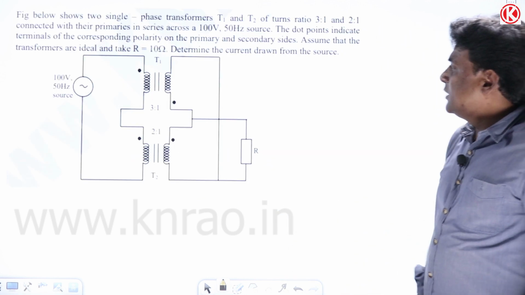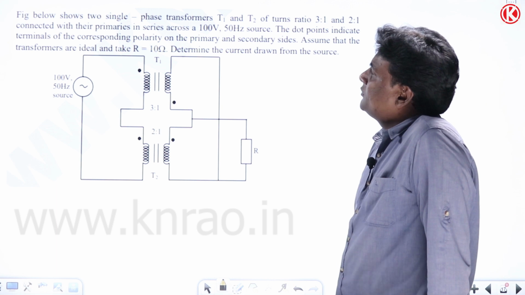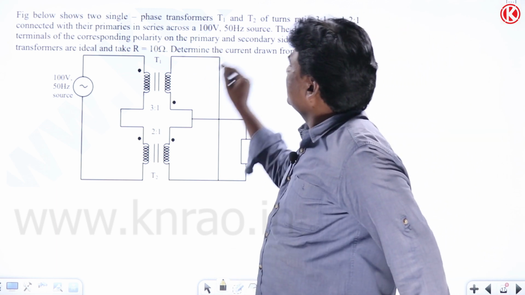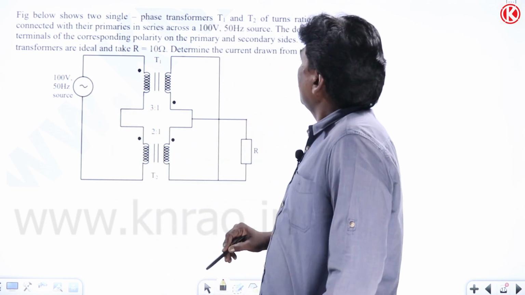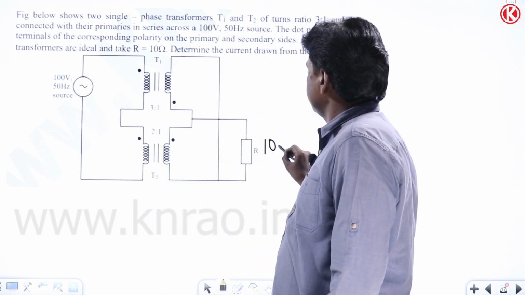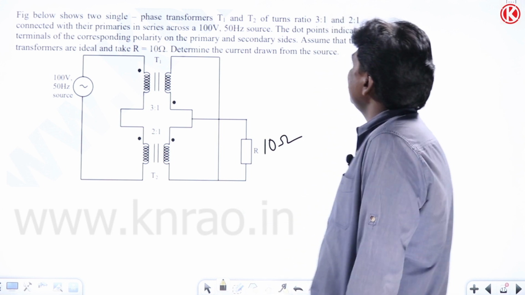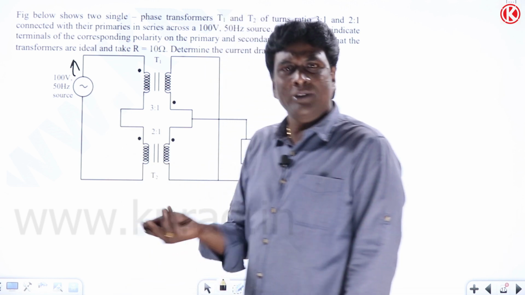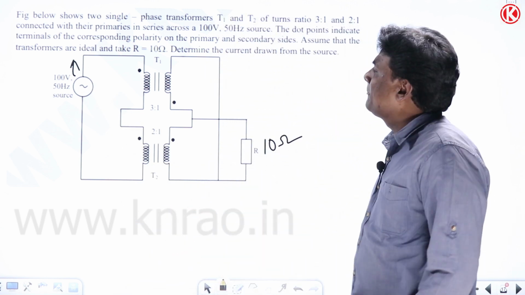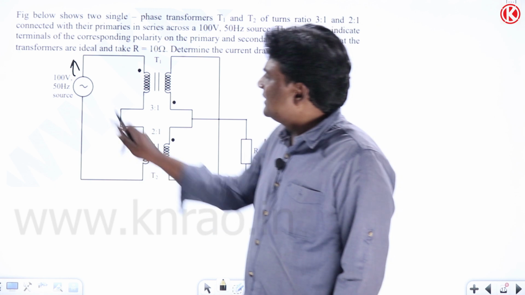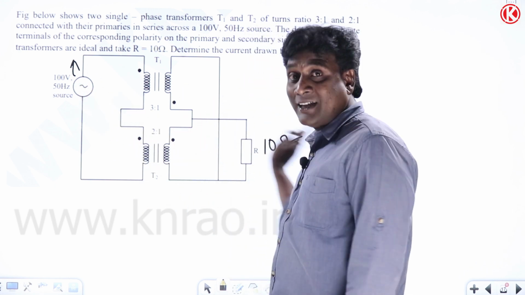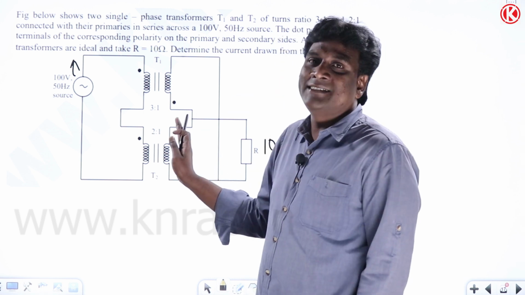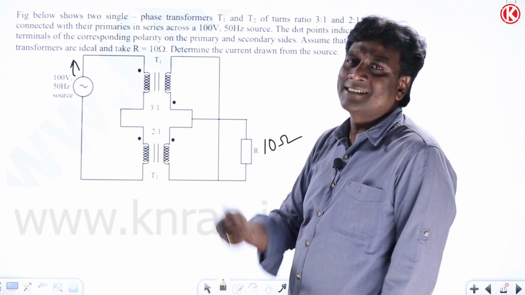Now let us think of this question. Figure below shows, means you can pause this and read it. Now here this is 100 volts, 50 Hz, and here this is 10 ohm. Determine the current drawn from the source. This also can be done using powers being equal. First of all, see here, this 100 volts when the load is not connected. Let me go ahead with when the load is not connected first. After that, let us think of when the load or external connections are connected.